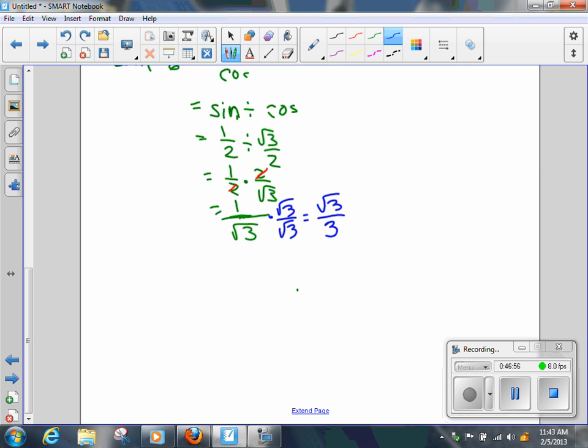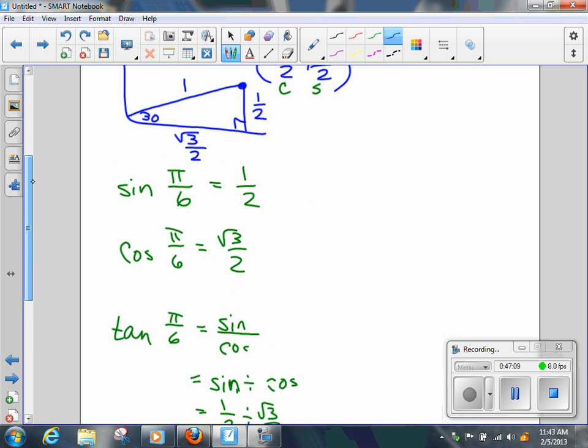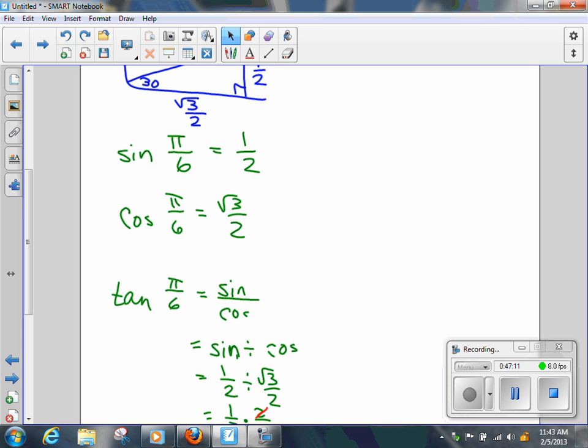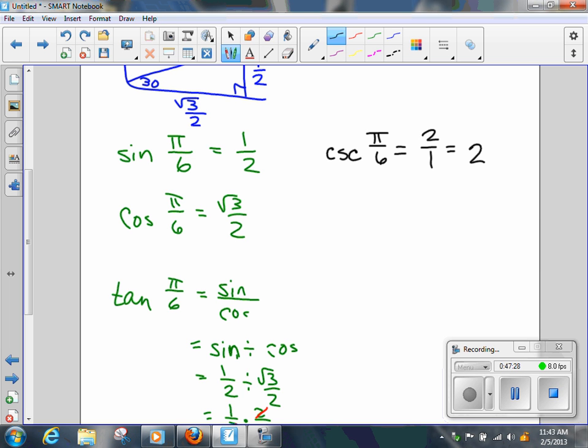Holy moly, here we go, because we ain't done. Now we've got to find their inverses, don't we? But do we really have to do anything? All we have to do is just say it again. Flip them over. What's the inverse of sine? CSC or secant? CSC, cosecant of pi over 6. Flip 1/2 and it becomes 2 over 1. Clean it up, it's 2. Right on? Remember, the inverses are just reciprocals.